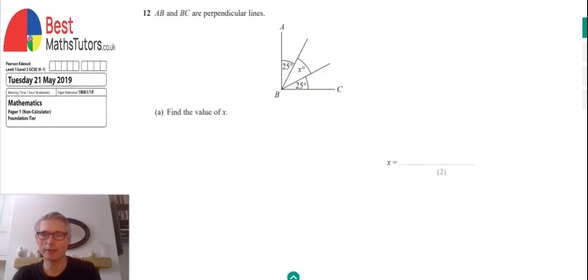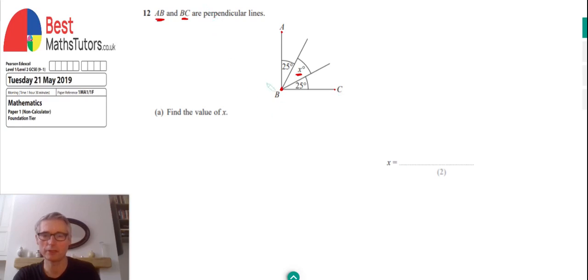We're on question 12 now, and this is a question about angles. What we've got to do is find the value of x, which is in degrees because it's an angle. And we're told that AB and BC are perpendicular lines. So this is line AB, the vertical one, going from A here to B, and then BC is the other one going from B to C.